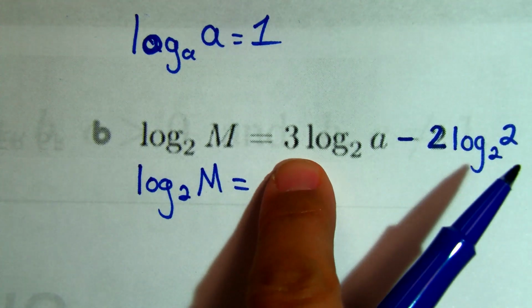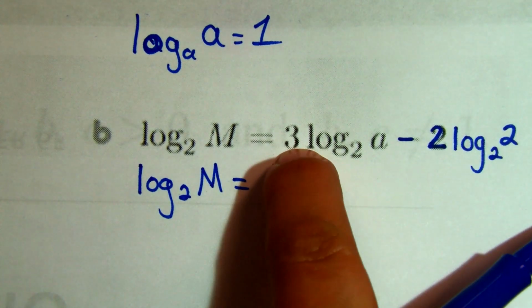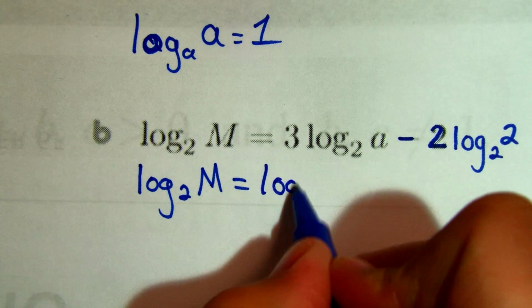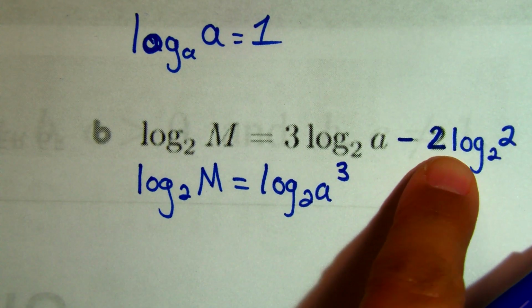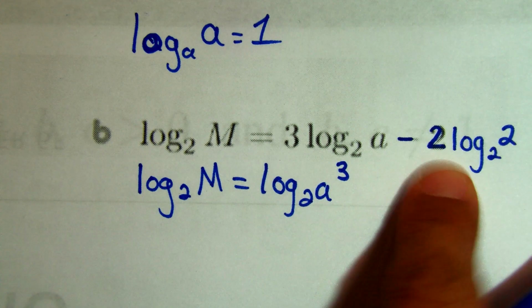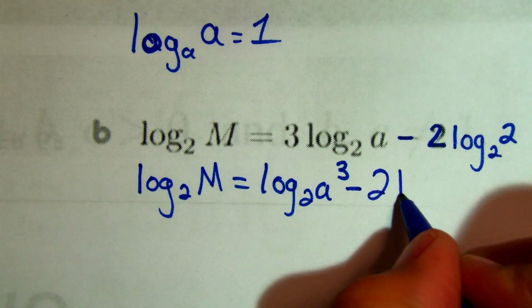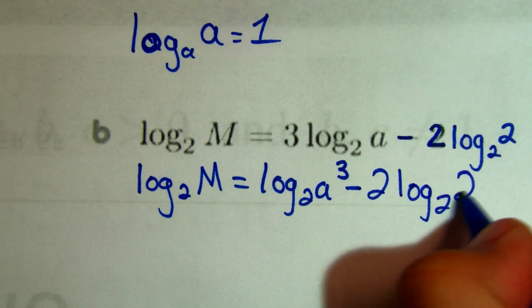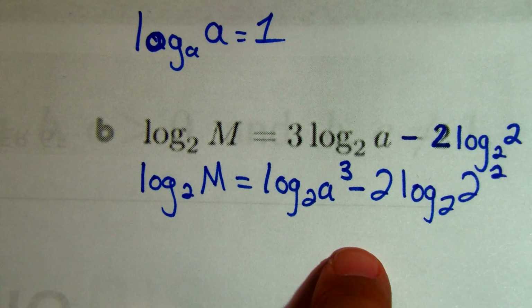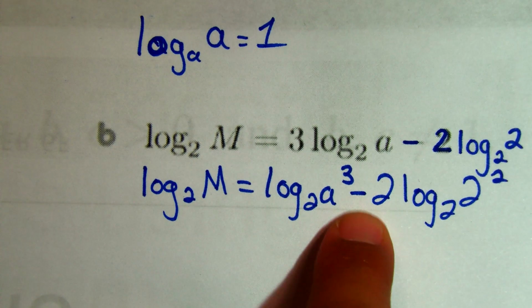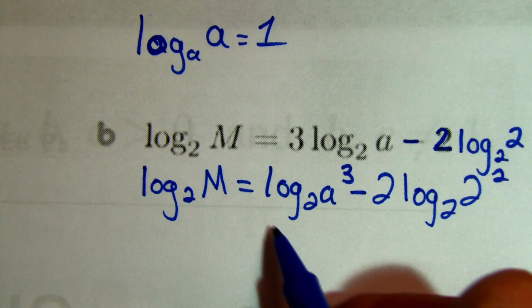Exponents become, I just gave you the answer. Coefficients become? Exponent. You already know it. Again, coefficients become? Exponent. Subtraction becomes? Division.